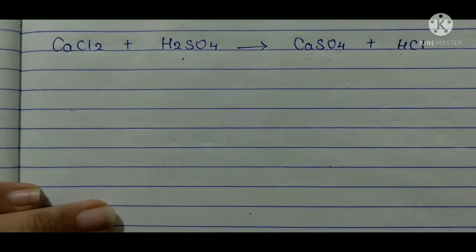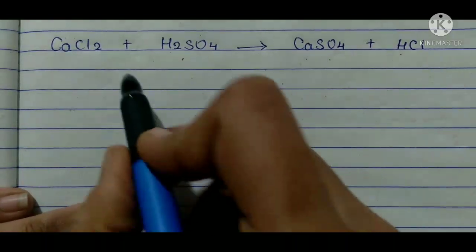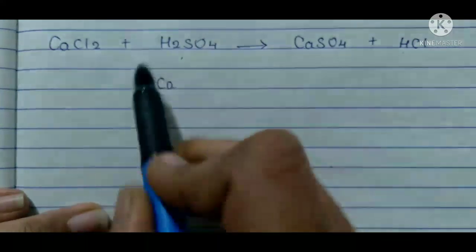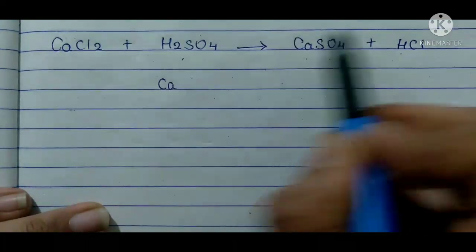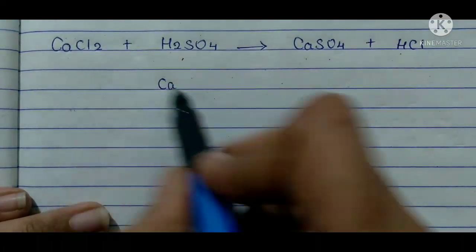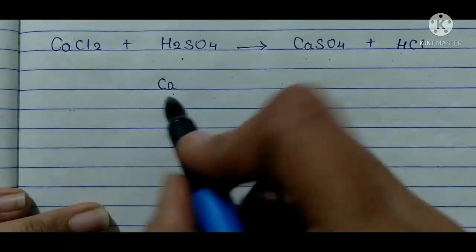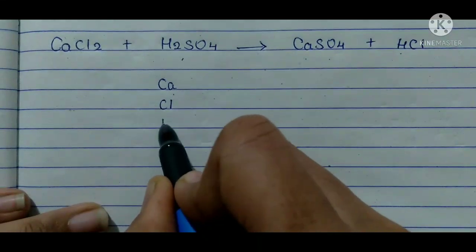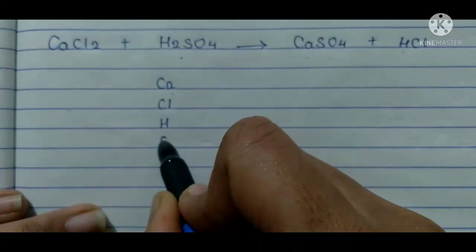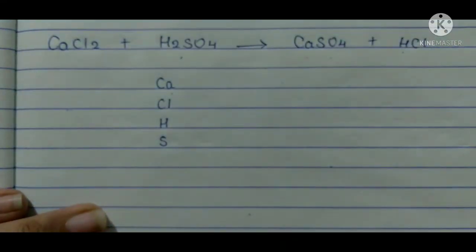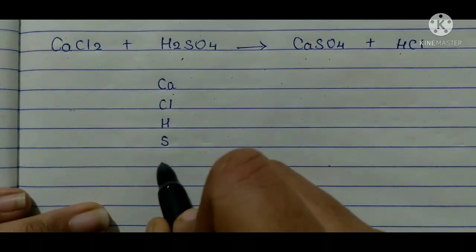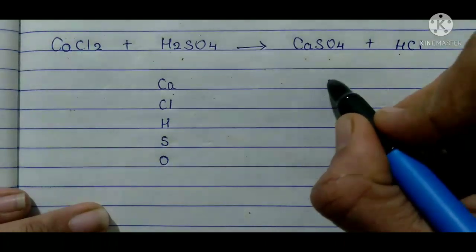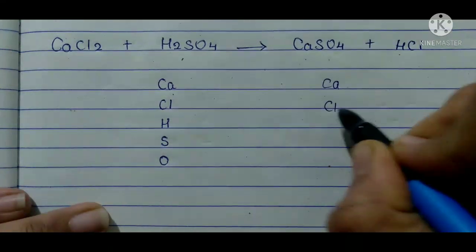So what is my first step? I'll write all the symbols in LHS and RHS. So first one is Ca. Again you will notice I have left the space here. Ca is the first element. Second one is Cl. Third, hydrogen. Fourth, sulfur. And fifth one is oxygen. Okay. Same thing I will write in the product also. Ca, Cl, H, S, O.